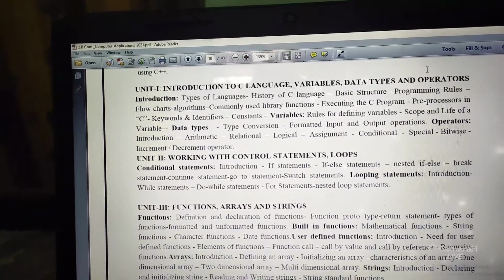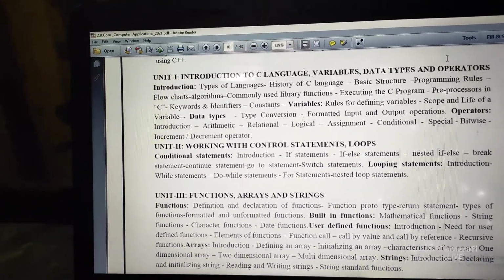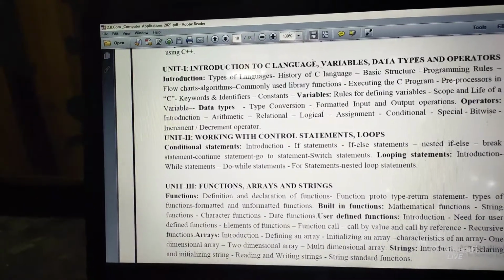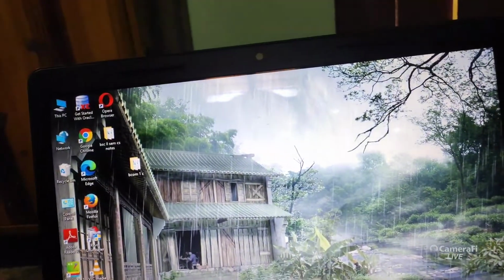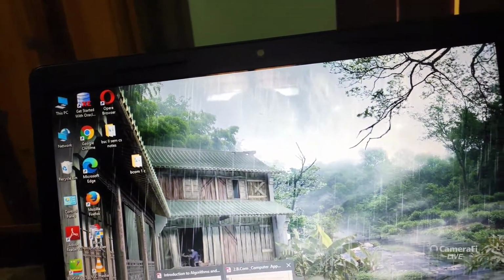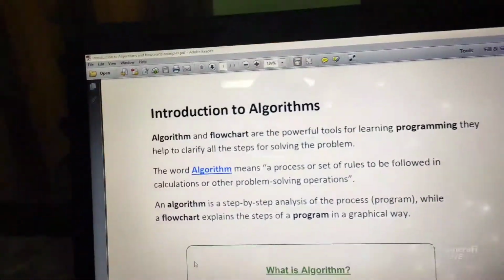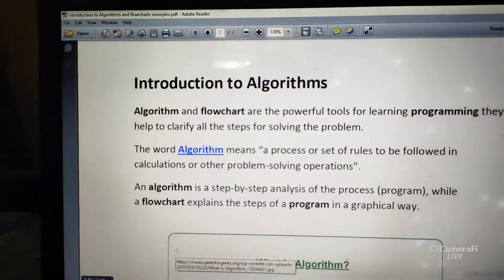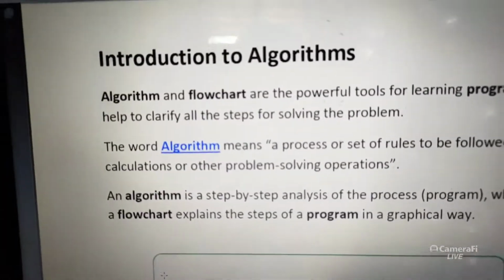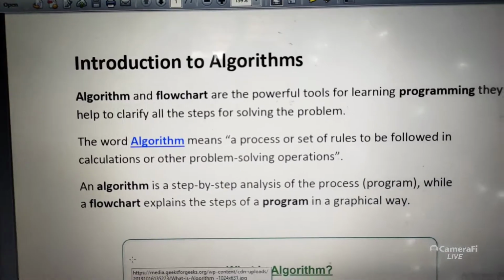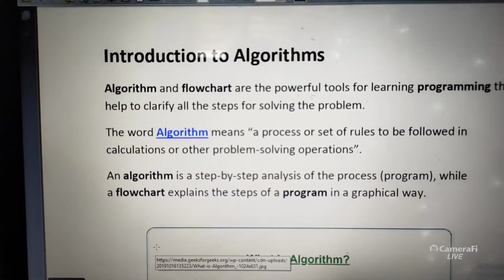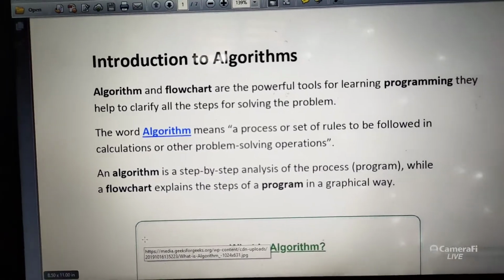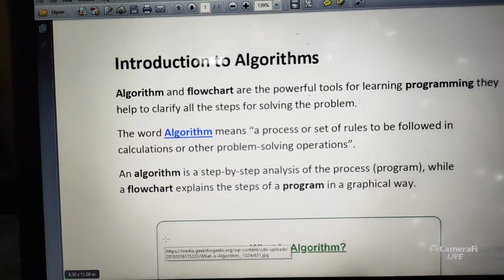Before writing the program, there is a concept called algorithm writing. As a beginner, we should first write the algorithm. Then that algorithm will be represented with a flowchart. Flowchart means a picture format, diagram format, for the program.